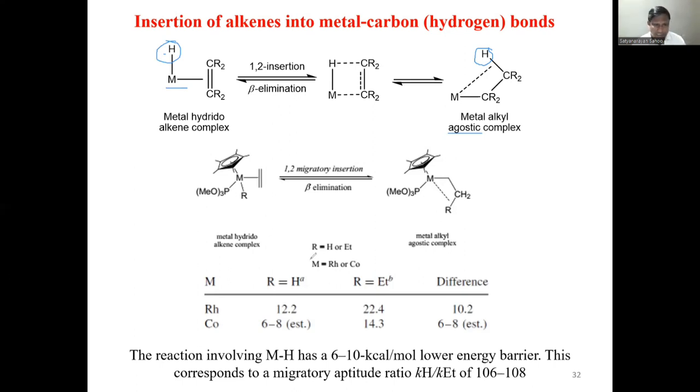Now, this is either R equal to hydrogen or R equal to ethyl. For example, here R equal to hydrogen. So basically, this is insertion of alkene into the MH bond, or if R equal to ethyl, the insertion of alkene is into the MC bond. As you can see, the reaction involving MH has a 6 to 10 kilocalorie per mole lower energy barrier. Okay, so that's why the migratory aptitude is much higher in the case of MH compared to MC.